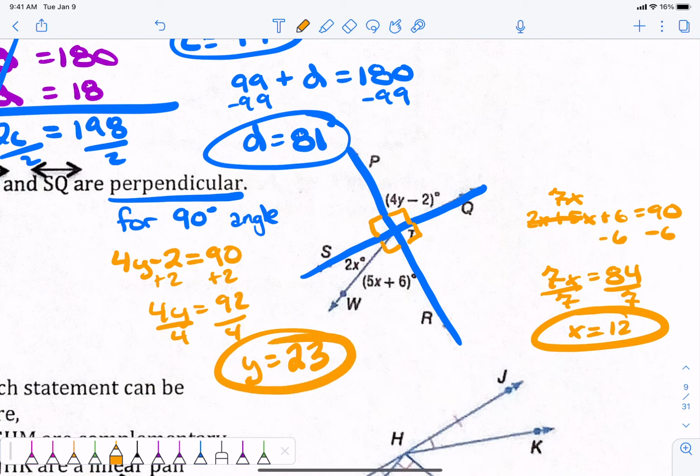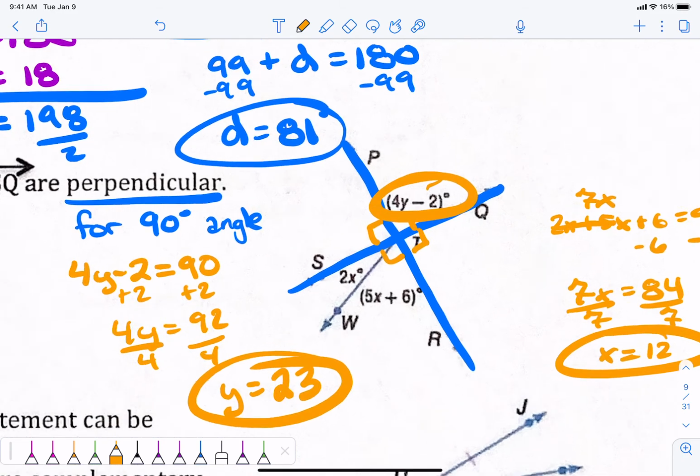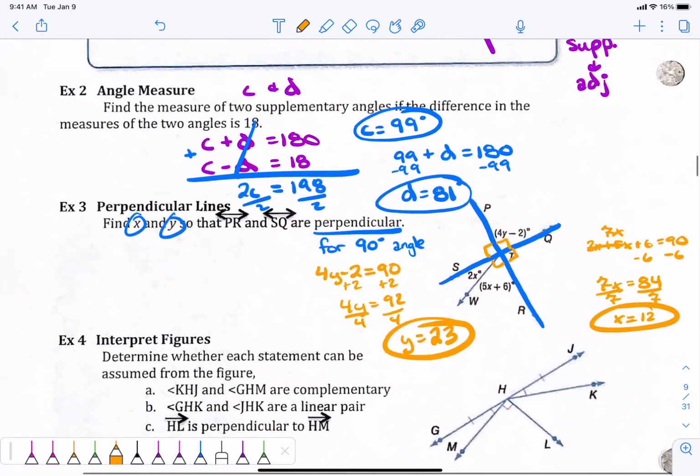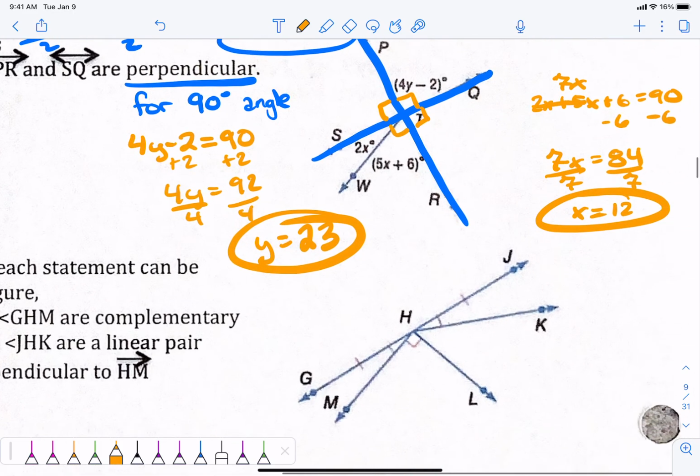You literally could have plugged it in. Wouldn't it be 24 though, if you plug x into the 2x instead of the 5x plus 6? We're not plugging it in anywhere. We're solving for this guy right here, 4y minus 2. So we didn't have to plug in anywhere, because it just says find x and y. Okay, good?